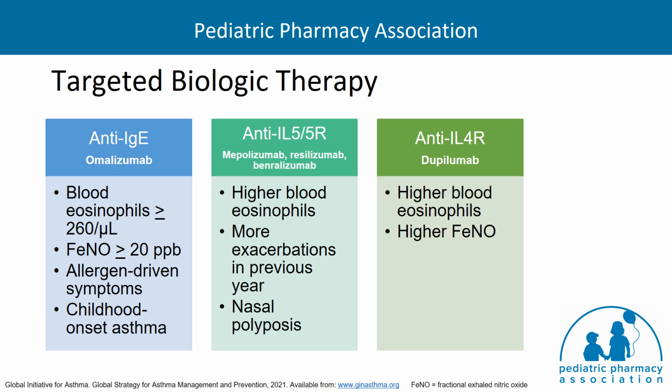The anti-IL-5s are mepolizumab, reslizumab, and benralizumab. These are also recommended for patients who have higher blood eosinophils, more exacerbations in the previous year, as well as nasal polyposis. And finally, anti-IL-4, which is dupilumab. This is recommended for patients with higher blood eosinophils, as well as a higher fractional exhaled nitric oxide.